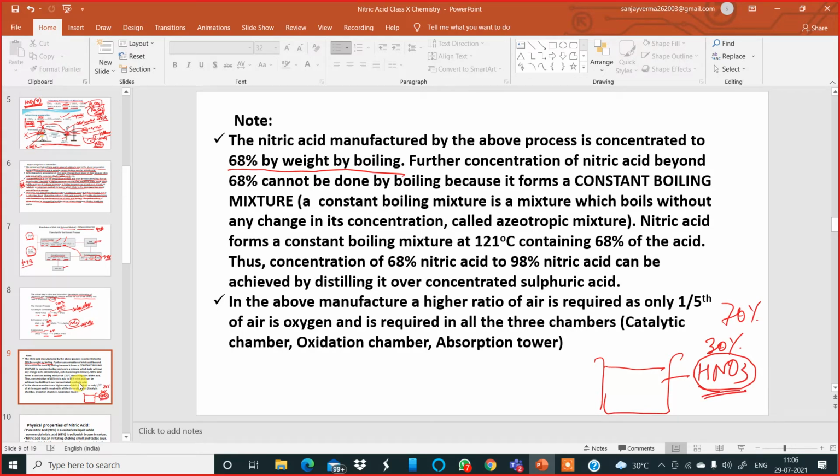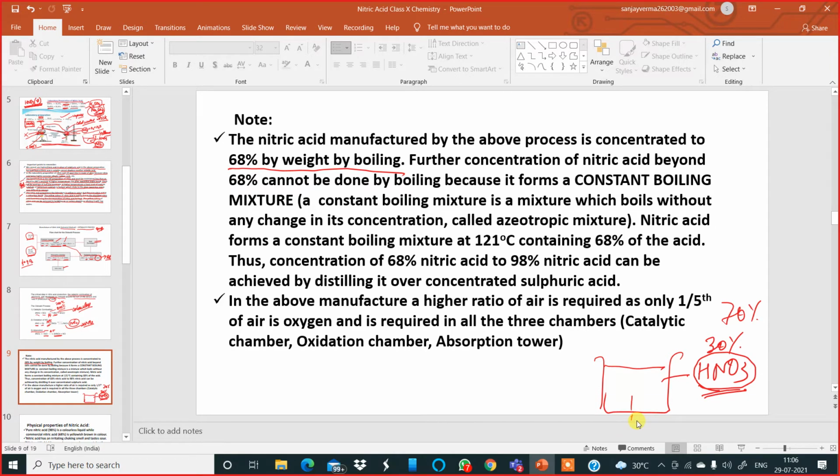Now, to this nitric acid in the container, I can use a Bunsen burner and warm it, and raise the temperature from room temperature to higher. I can increase the temperature up to 100 degrees Celsius and boil it, removing the water. When most of the water has been removed, the acid has turned into 68%. The remaining 32% is water, and 68% is acid molecules.